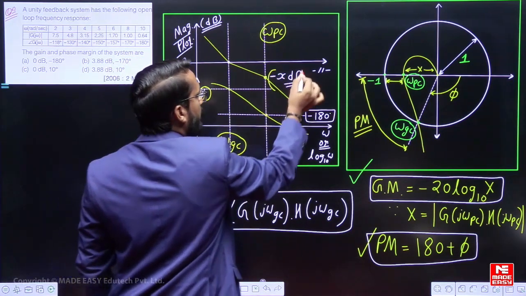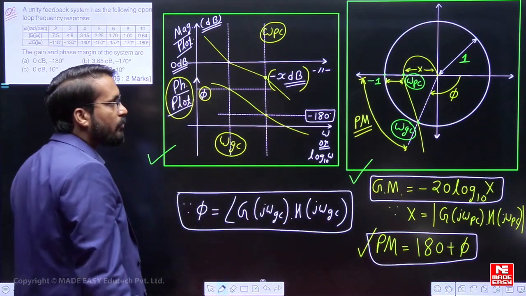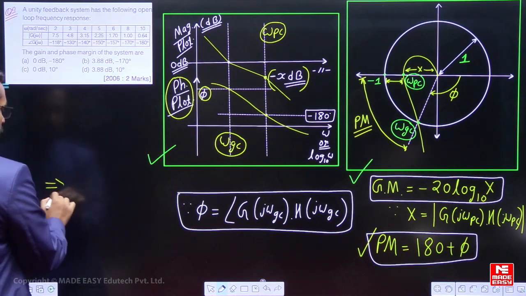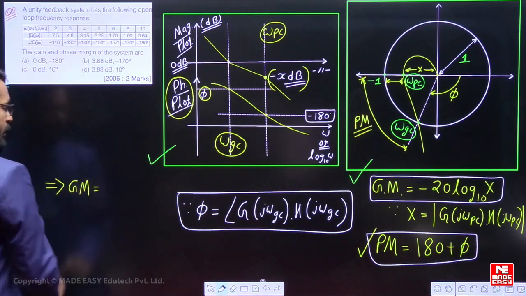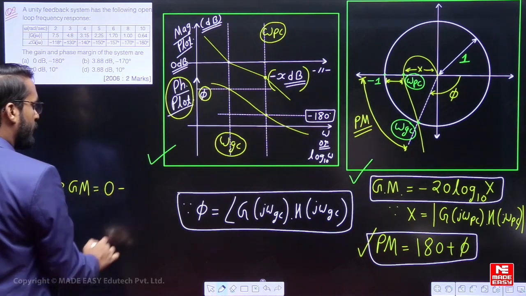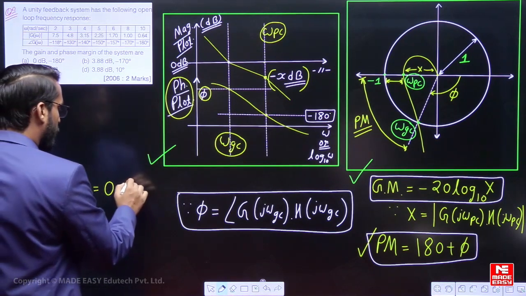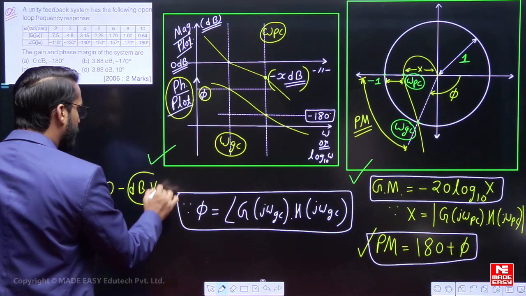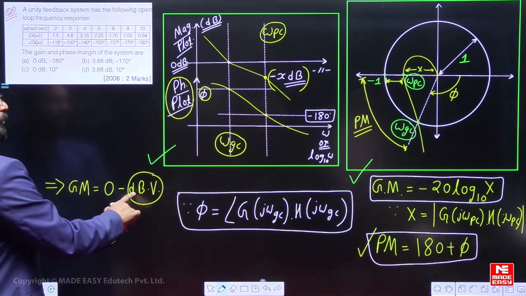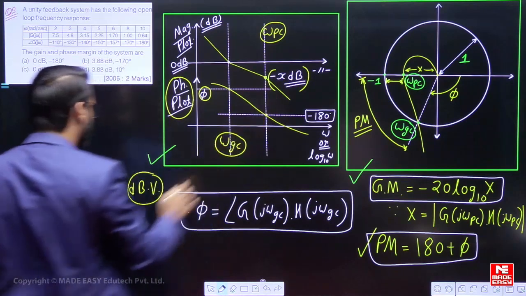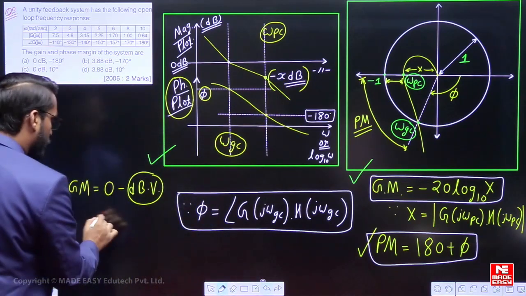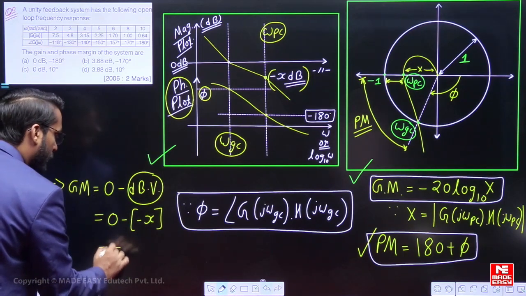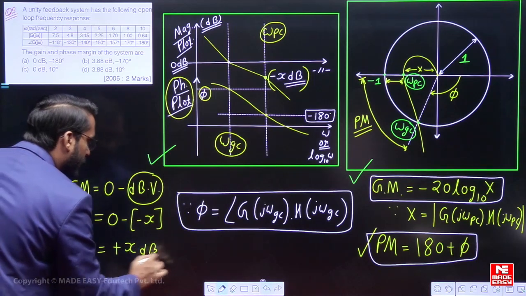But here it is in dB. So what are we going to introduce? This is nothing but in dB. So we can say the gain margin will be equal to 0 minus that dB value here. Whatever the dB value here is, say minus x, you have to take care and introduce 0 minus x, then you will get plus x dB as the gain margin.